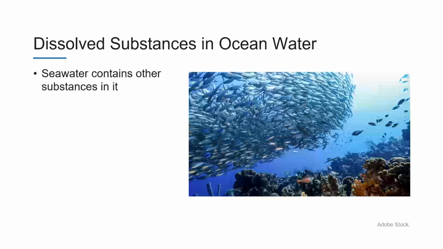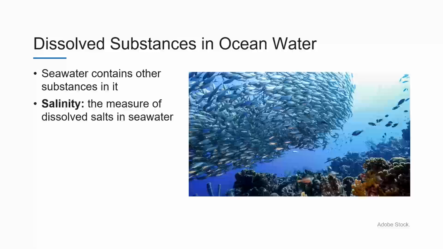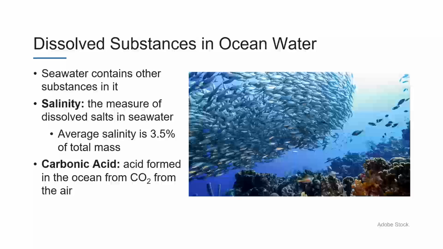So if you've ever gone swimming in the ocean and accidentally got a mouthful, you know the ocean is salty. So salinity refers to the measure of dissolved salts in seawater, and the average salinity is about 3.5% of its total mass, which doesn't sound like a lot, but it makes ocean water undrinkable to us humans. And another key dissolved substance is carbonic acid.